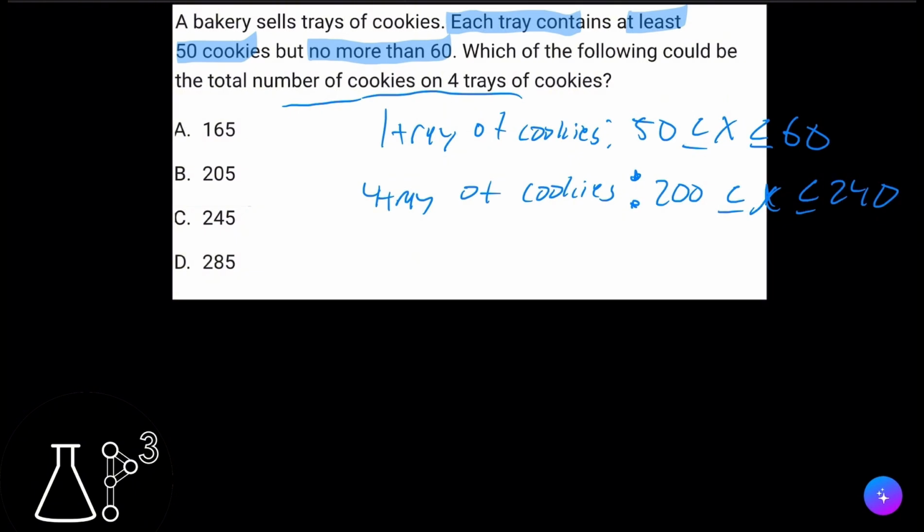But because I have 4 trays, that in 1 tray there's 50 and 60, and I combine all 4 to get that there's at least 200 and there's at most 240. So let's go over the answers that's given. A is 165, but it has to be at least 200, so A cancels out. C is over 240, that cancels out. And 285 is over 240, so that cancels out. That leaves us with B because it's greater than 200, but is less than 240.